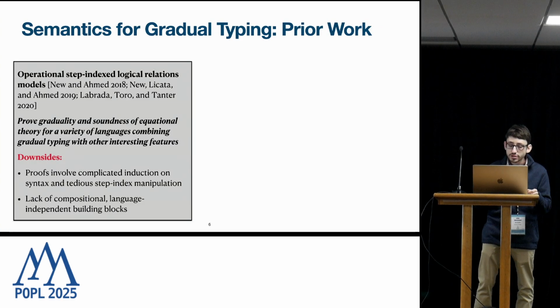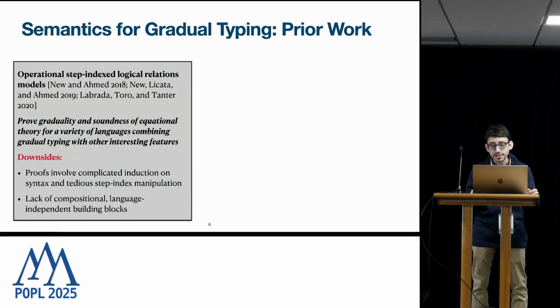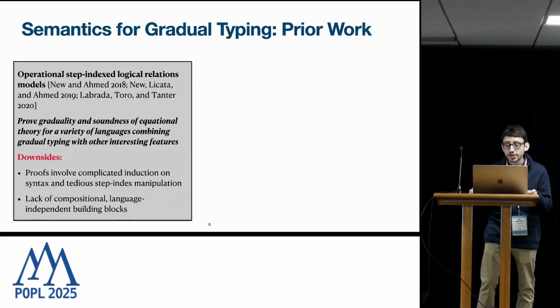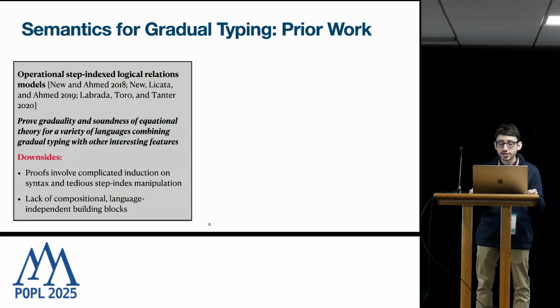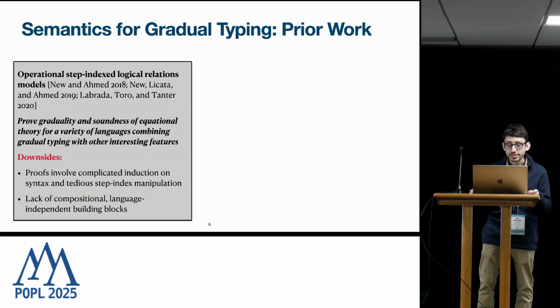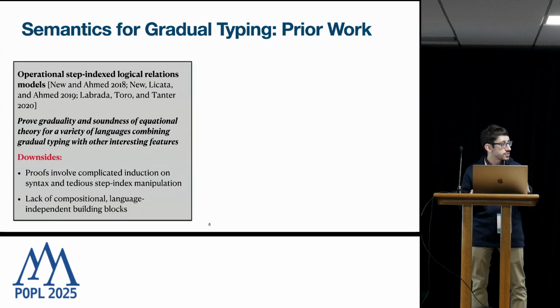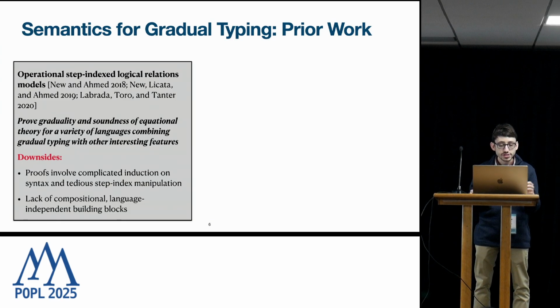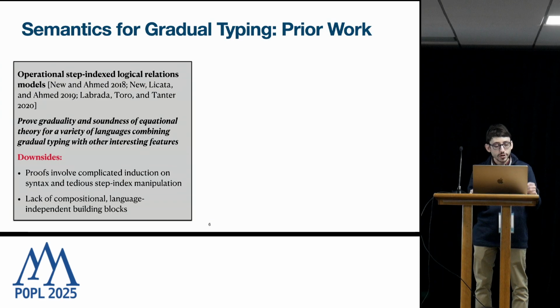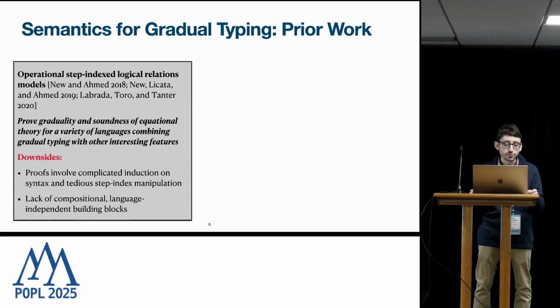And so in this work, we're going to build on two prior approaches to gradual typing semantics. The first consists of operational models using step index logical relations. And these techniques have been used to model a variety of languages that combine gradual typing with other interesting features. Now, unfortunately, the proofs involve a complicated combination of induction on syntax and tedious manipulation of step indices. And this perhaps wouldn't be so bad if we only had to do it once, but we have to sort of repeat these proofs essentially from scratch for each language we're modeling. And so this lack of a compositional building block kind of presents a significant challenge when we want to develop a reusable metatheory for gradual typing.